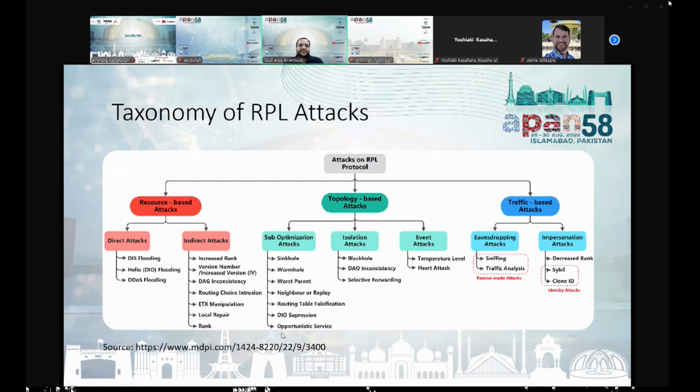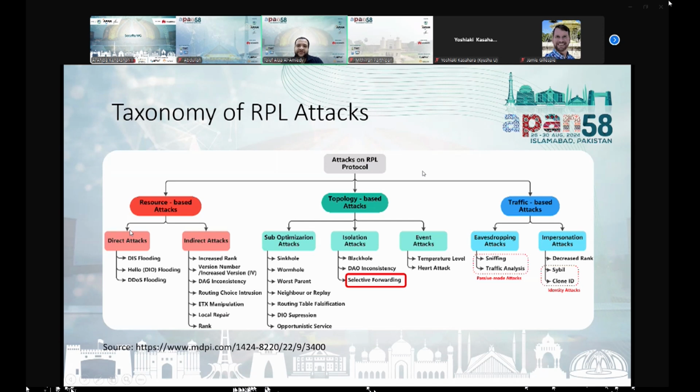In an abstract explanation, in the resource-based attack, the attacker attacks the resources of a network by sending a huge number of packets to the network. In the topology attack, the attacker targets the topology of the network, trying to destroy the topology and then break down the network. And the last type is traffic-based attacks. Here the attacker aims to expose the network and tries to steal some critical information from the network.